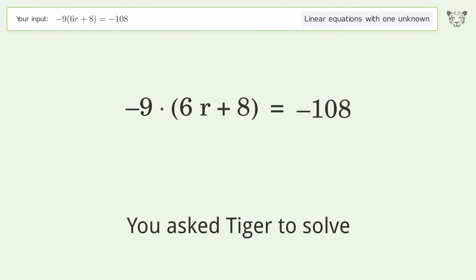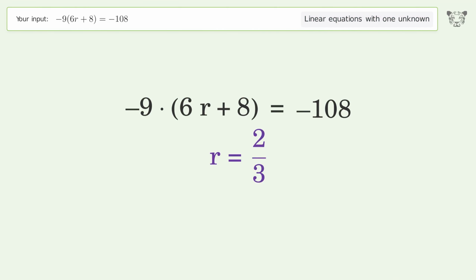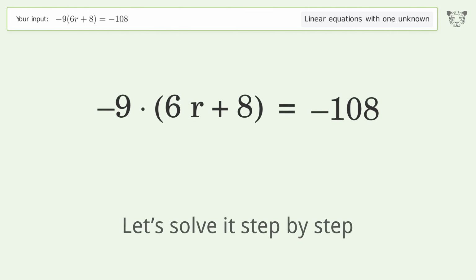You ask Tiger to solve. This deals with linear equations with one unknown. The final result is r equals 2/3. Let's solve it step by step.